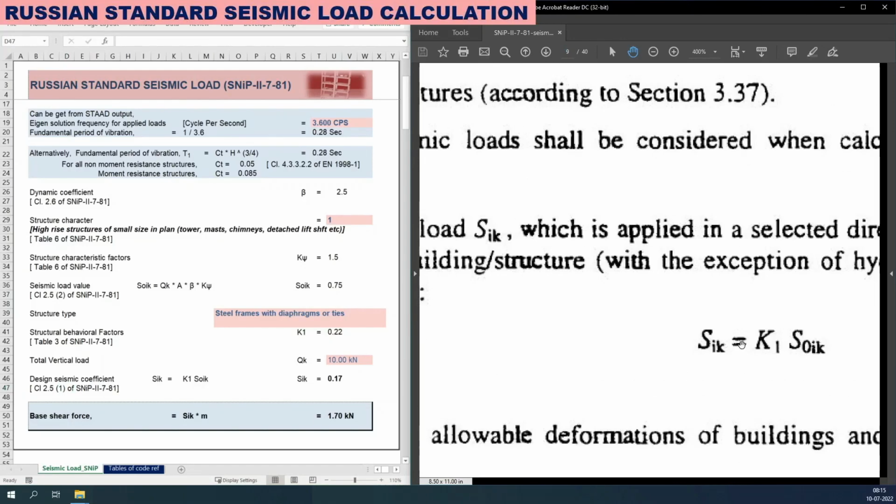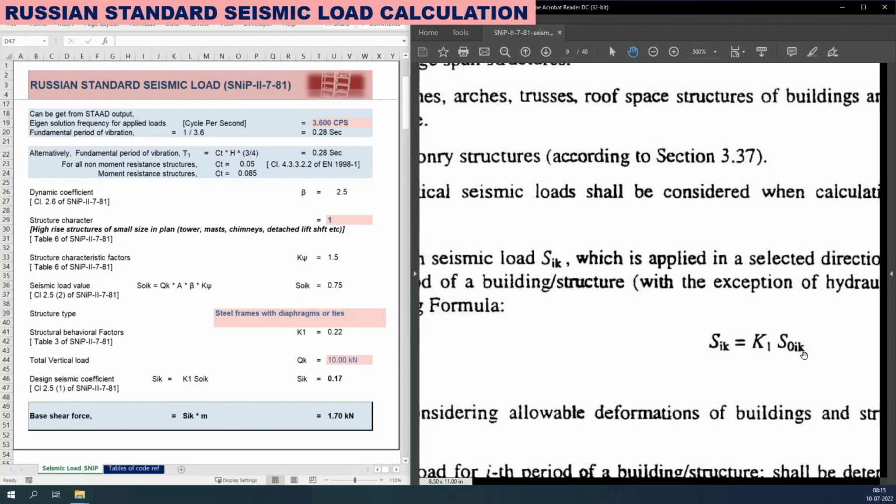So here you can see in the right hand side PDF file, Sik equals K1 S0ik. By applying this formula, now we have found the Sik value, that is the design seismic coefficient. I am just multiplying that K1 into S0ik, 0.22 into 0.75, I am getting 0.17 as my design seismic coefficient. Finally, the base shear force due to seismic we are calculating, that is Sik into Qk. Qk here we had missed out while calculating the S0ik. I am multiplying that Qk, that is the weight of the building or structure, into this Sik value. Now I am getting the seismic base shear force as 1.7.